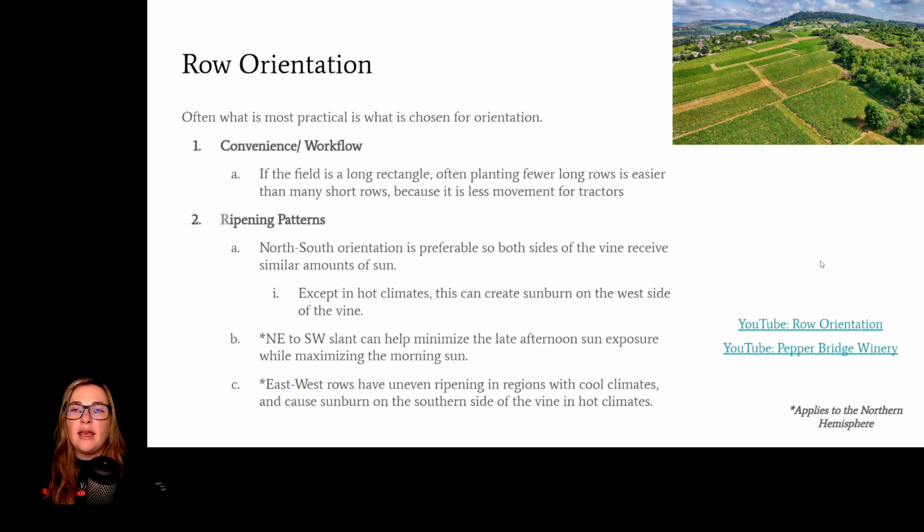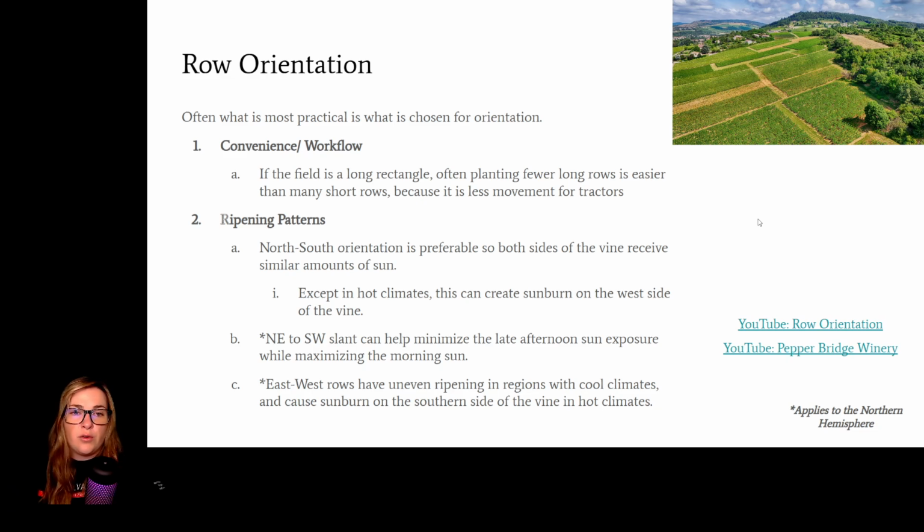Okay, next, once you have partitioned everything out into blocks and you set your baseline, then you need to decide how you want your rows to be oriented, right? Are you going to do north-south, east-west? Are you going to do northeast, southwest, etc., whatever orientation you want? That has to be a decision as well, right? So oftentimes what's chosen for wineries is what's most practical for management and for equipment and safety, right?